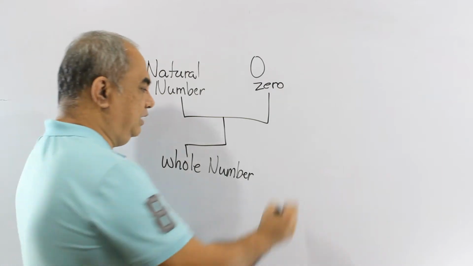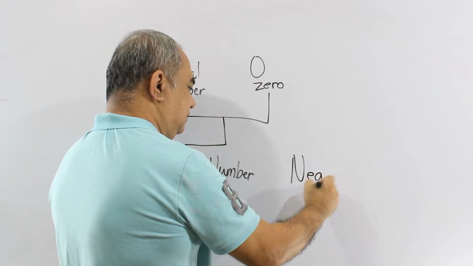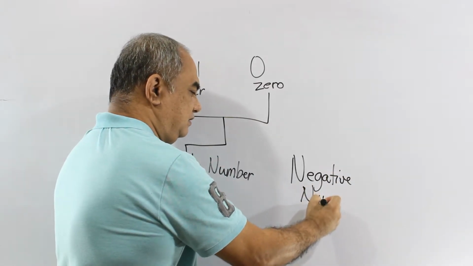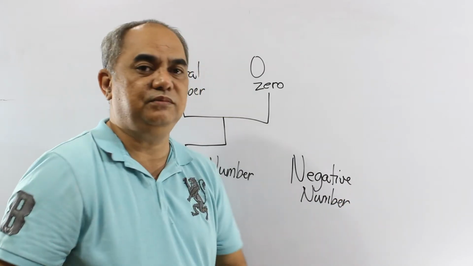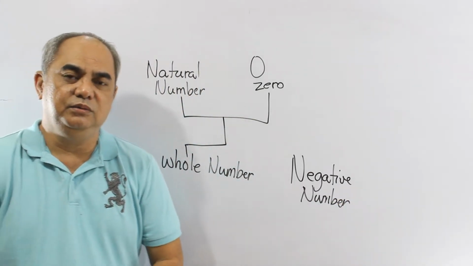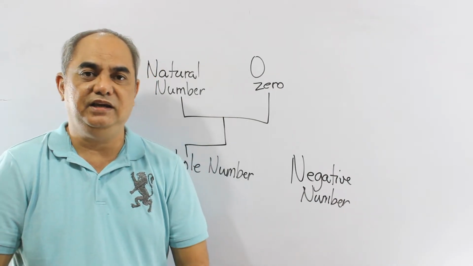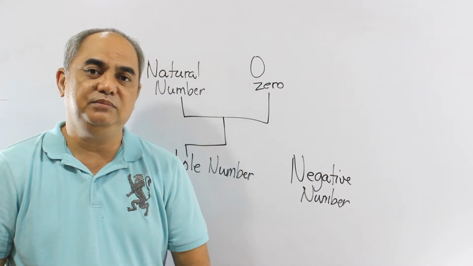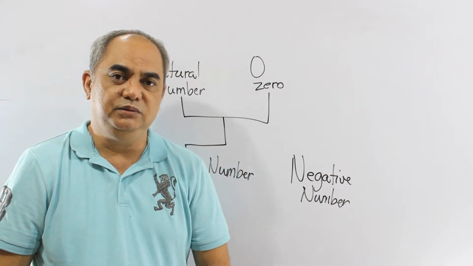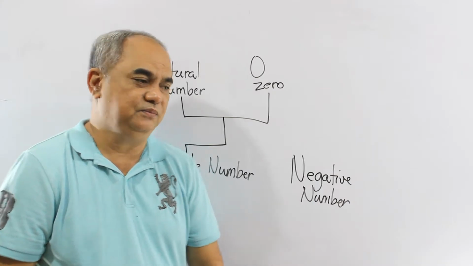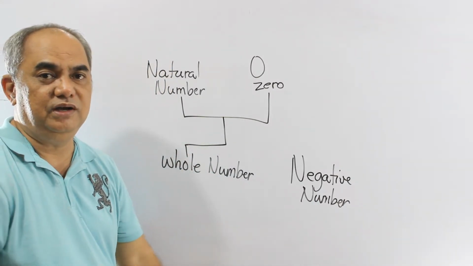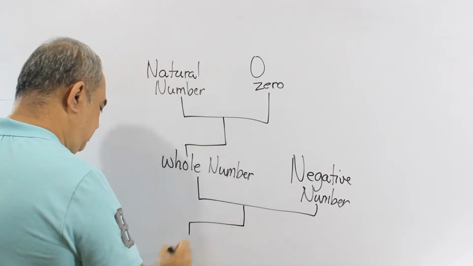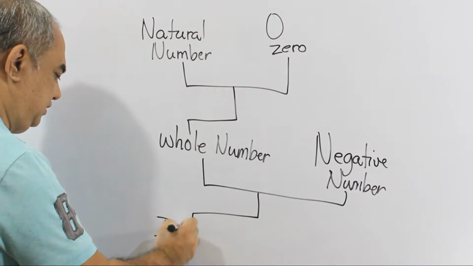Then we have the negative numbers. Negative numbers are numbers that we don't use for counting. Let's say negative 1, negative 2, negative 3, negative 4, and so on and so forth. These are numbers that tell the value which is less than 0. When you put together the whole numbers and the negative numbers, we shall now have what is known as your integers.